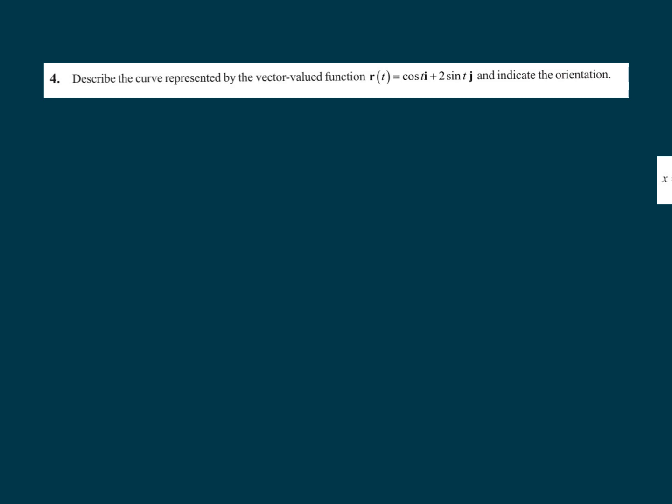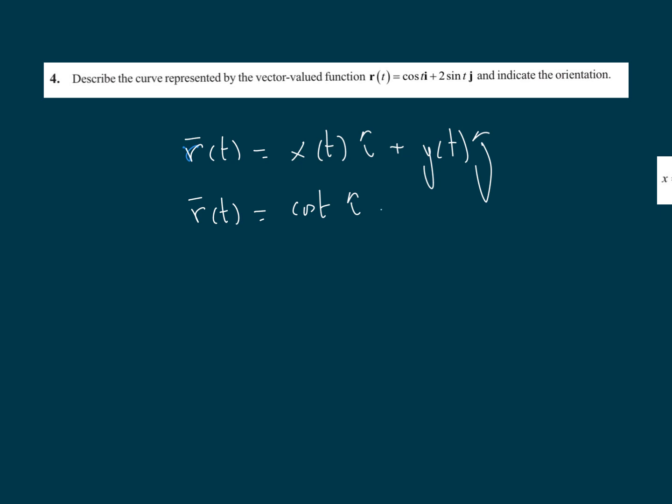Okay, on this problem they say, describe the curve represented by the vector valued function r of t equal cosine of t i plus 2 times sine of t j, and indicate the orientation. The orientation is very important, it is how the object will move. So, r of t is x of t i plus y of t j.